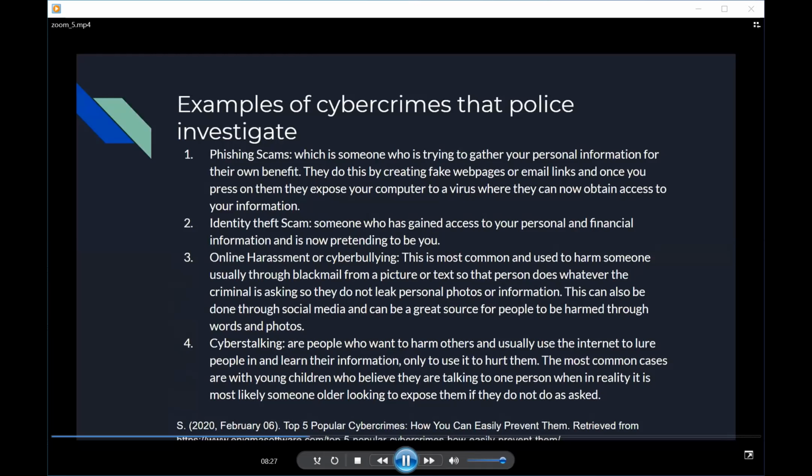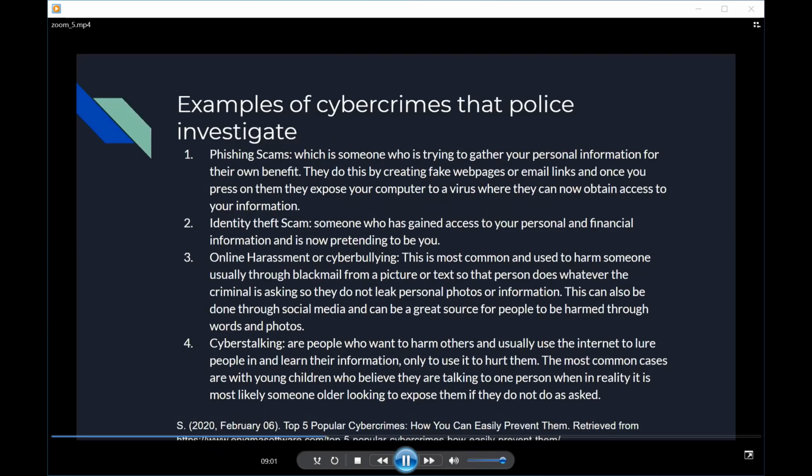We have online harassment or cyberbullying. This is most common and used to harm someone, usually through blackmail from a picture or text, so that person can do whatever the criminal is asking, so that they will not leak the personal photo or information. This can also be done through social media, and it can be a great source for people to be hurt through words and photos.